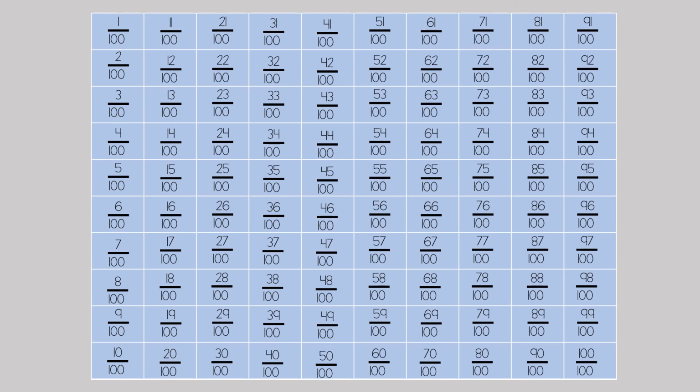Here's a visual representation like we did before. This is of tenths. This is of hundredths. Each of these squares represents 1 hundredth. 1 hundredth, 2 hundredths, 3 hundredths, 4 hundredths, 5 hundredths, all the way to 10 hundredths, and on to 100 hundredths.